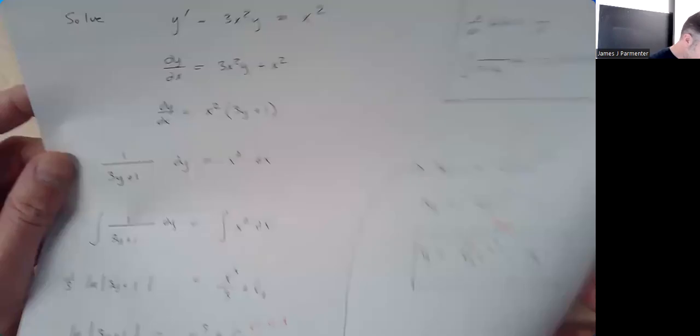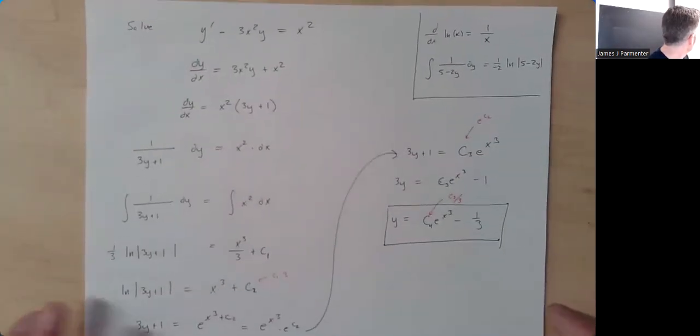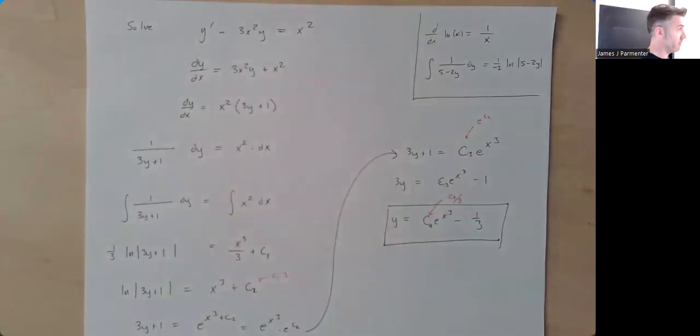Let's go ahead and talk about the integrating factor stuff. So I'll remind you and the folks at home that last time we solved this differential equation, y prime minus 3x squared times y equal to x squared, using separation of variables.